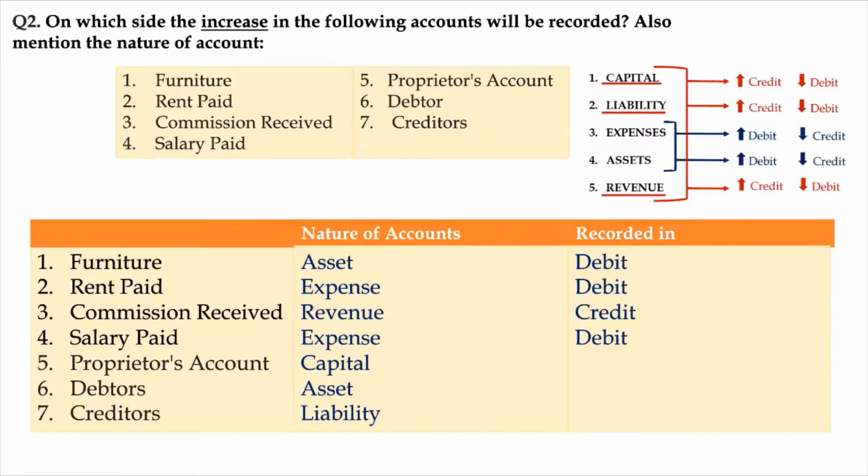Next one is proprietor's account. Proprietor's account is what? It is the capital. Okay. So if capital increases, it will be credited. So we will write credit. Okay. Debtors. Debtors are what? Debtors are assets. And if assets are increasing, we'll record it in the debit side. Okay. Now, the last one is creditors. Creditors are liabilities. So, if liability increases, we'll record it in the credit side.